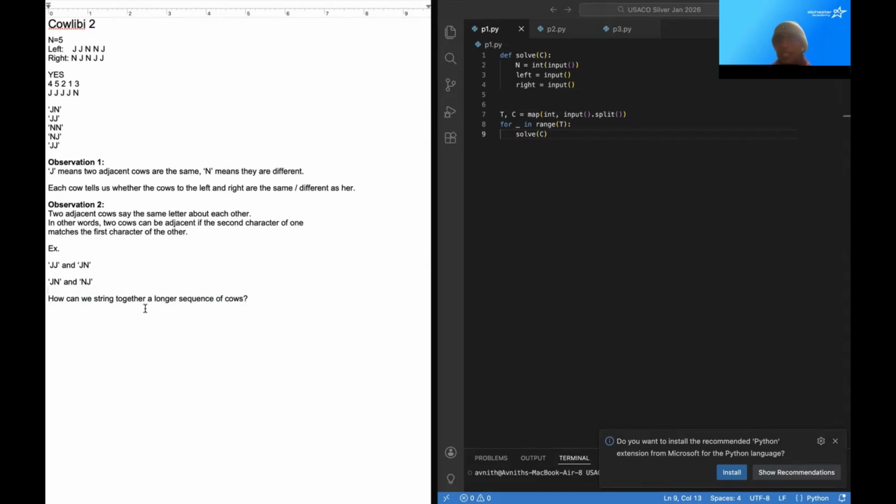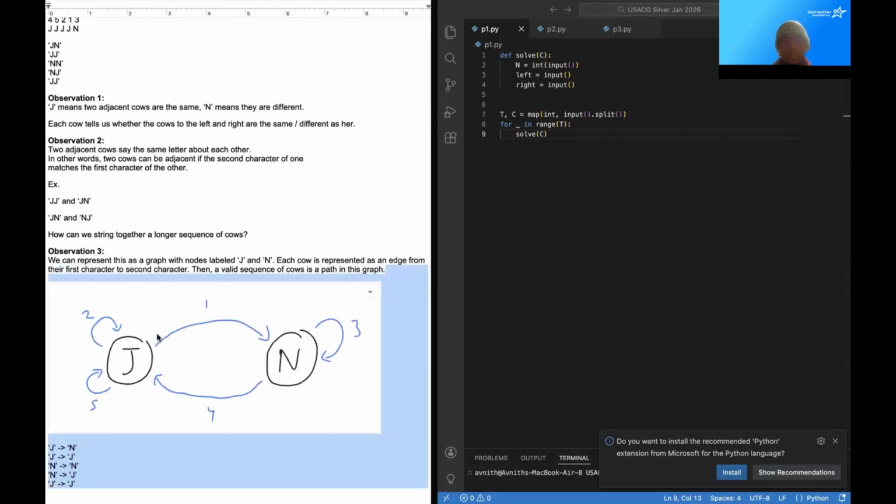The key idea here is to represent this as a graph with nodes labeled J and N, where each cow consists of an edge from the first character to the second character. So for example, for the sample input, we have these five edges, and we can represent it as a graph like this.